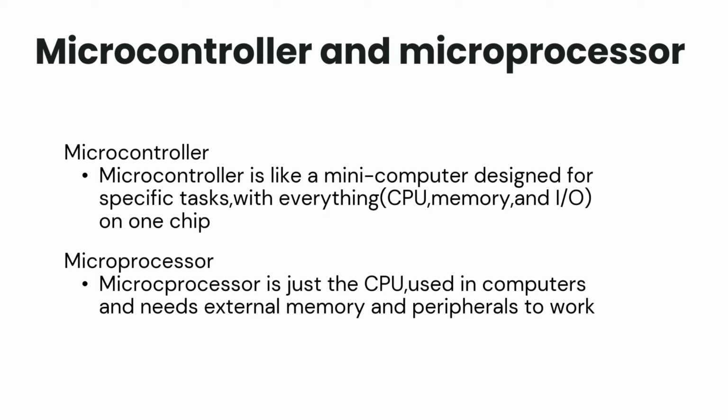Since a microprocessor does not include internal memory, it relies on external RAM for temporary data storage and external ROM or a storage device for storing program instructions. This external memory architecture allows microprocessors to handle large programs and large data sets, making them suitable for applications that require high processing power. However, this also increases system cost, power consumption, and hardware complexity.